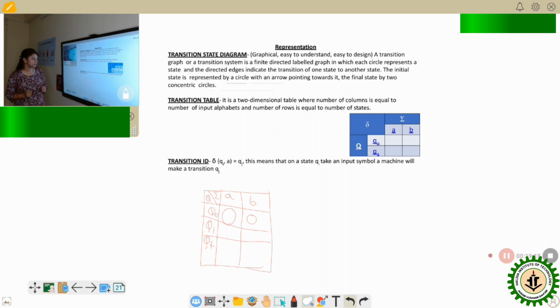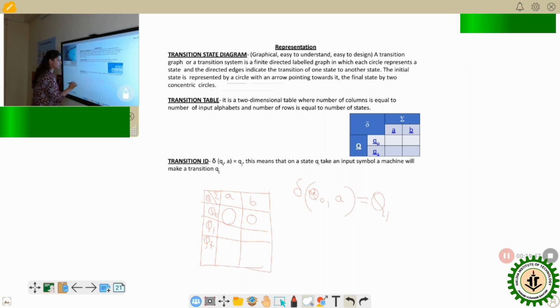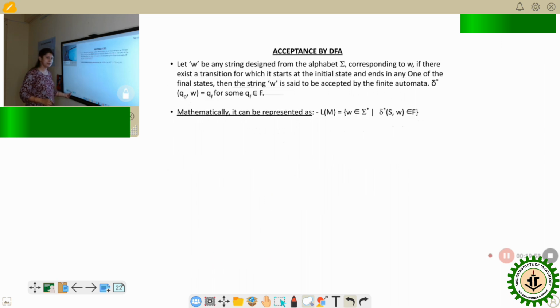That is the transition table. And the transition ID is the particular representation of this block. That means there is a transition function and we are going to apply A on Q0. That means we are going to write here Q0 and A. And let's assume it is going to reach Q1. So if we apply A on Q0, we are going to reach Q1. Okay, that is called transition ID. Is that clear?